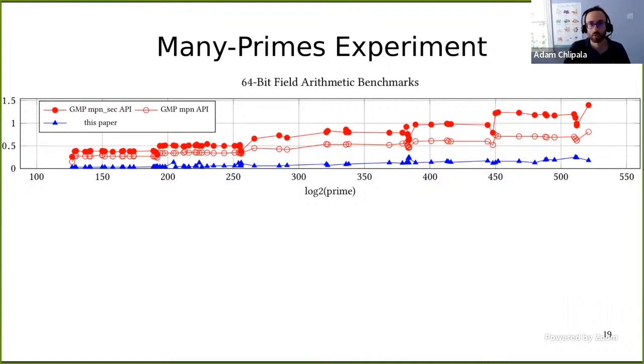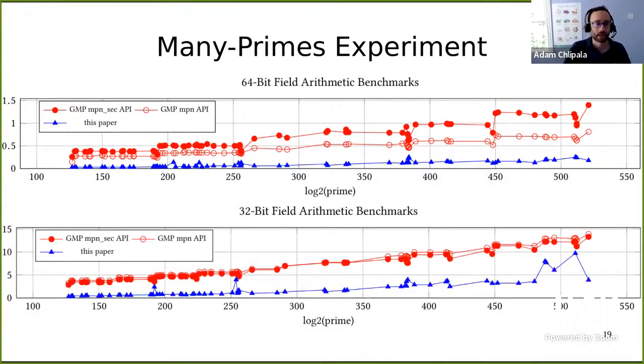So this is for a 64-bit laptop. We did the same kind of experiment for a 32-bit ARM-based mobile phone, and we get pretty similar results. So we actually wound up with the fastest known C code for all the elliptic curves at the time that we were running these experiments, at least.